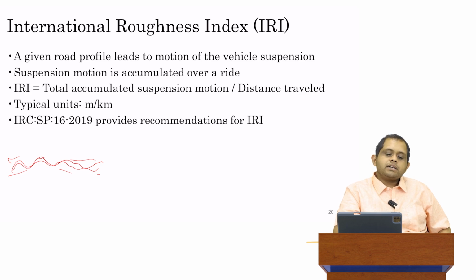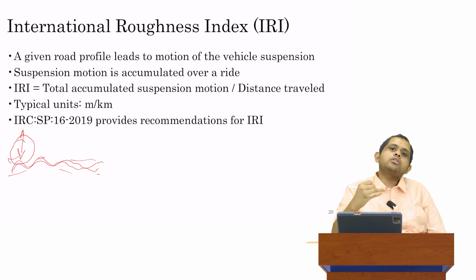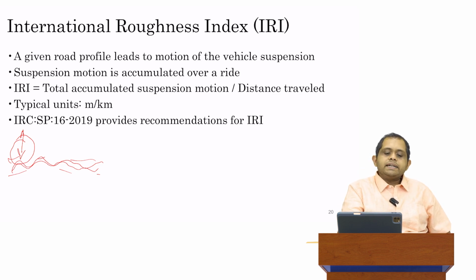Using that, mathematically, what we can see is if our so-called standard quarter car, with everything standardized, drives at 80 kilometers per hour on it, then we can calculate that over this distance that it's driving, what would be the total displacement of the suspension? The suspension will move up or down depending on the undulations in the road. We can calculate the total cumulative movement that the suspension undergoes. Then the International Roughness Index is defined as the total accumulated suspension movement divided by the total distance traveled.